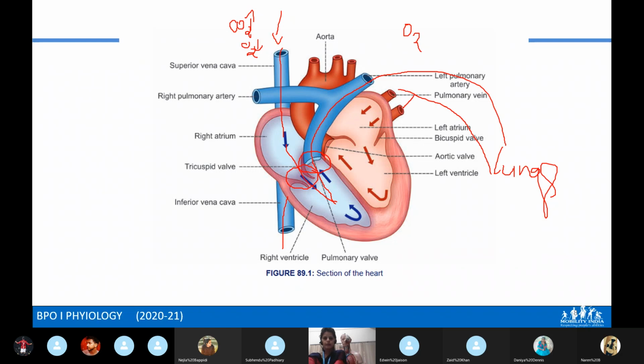There are two. So that comes where? To the left atrium. From the left atrium it goes to the left ventricle with the help of the bicuspid valve, or I can also call it the mitral valve. From there the heart will contract. There happens a contraction of muscle. Okay, from where will the contraction of muscle happen?